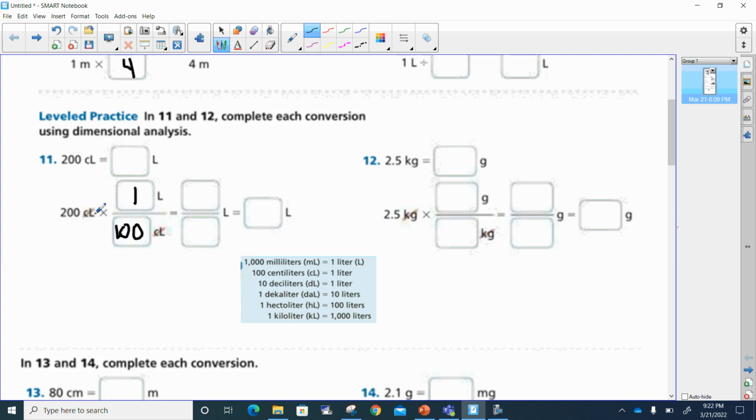So what does this tell me? When I get rid of the centiliters here and I get rid of the centiliters here, I get 200 over 100, right? Because 200 times 1 is 200. And then we've got 100 on the bottom still, because we know the bottom of this one was 1. And 200 divided by 100 is 2. So that tells me 200 centiliters is 2 liters. And that makes sense, because if 1 liter is 100 centiliters, 200 centiliters has to equal 2 liters.